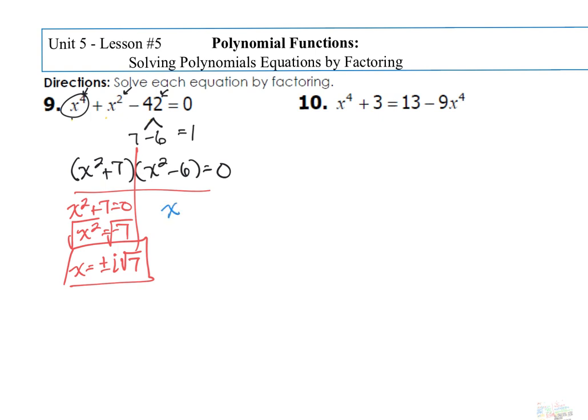On the right side, we have x squared minus 6 equals 0. We would add 6 to both sides to get x squared equals 6. Square root, square root. There's no negative this time, so no imaginary. So we have x is equal to plus or minus, and it stays square root 6. So these are our 4 solutions.